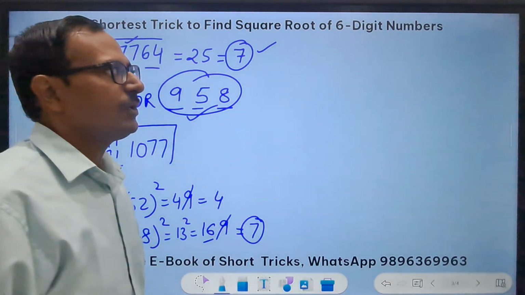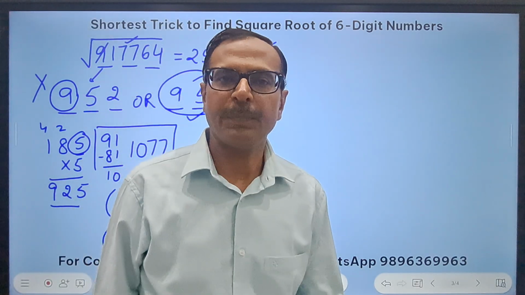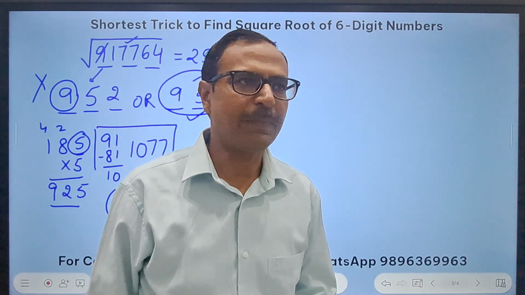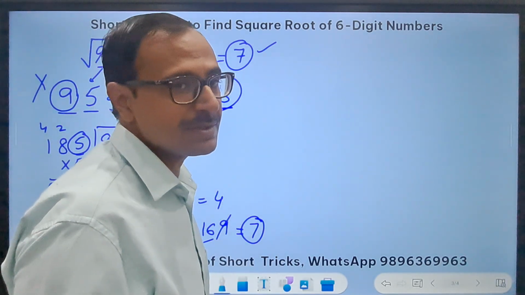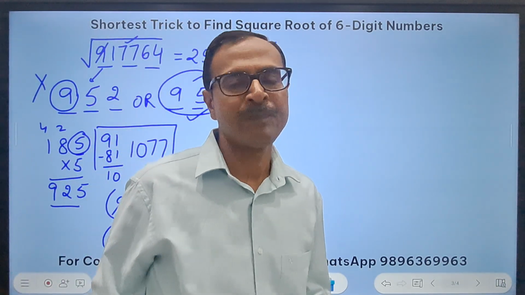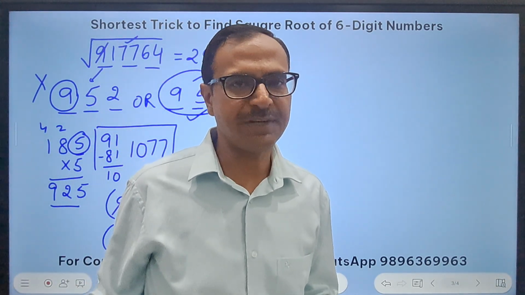So friends, the trick works well for all 6-digit perfect square numbers, and if you practice it, you will solve this in 15 to 20 seconds, which is an amazing speed of finding the square roots of big 6-digit numbers.